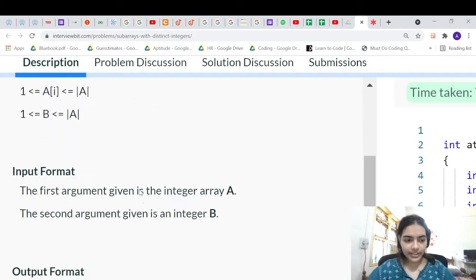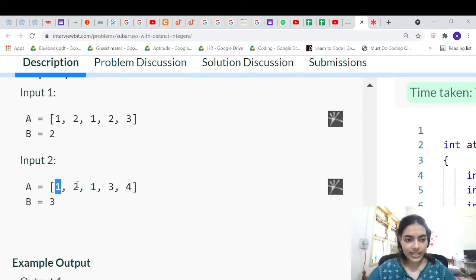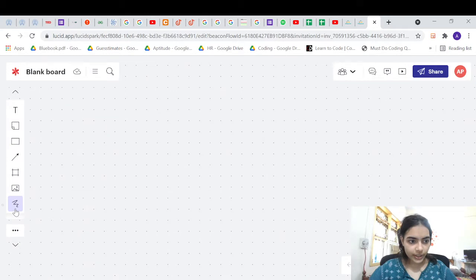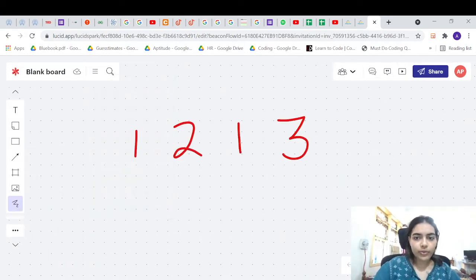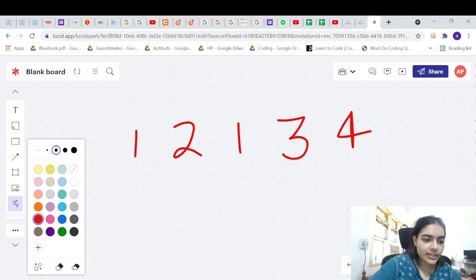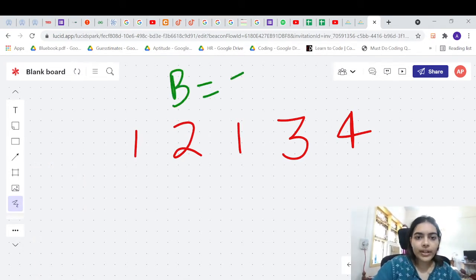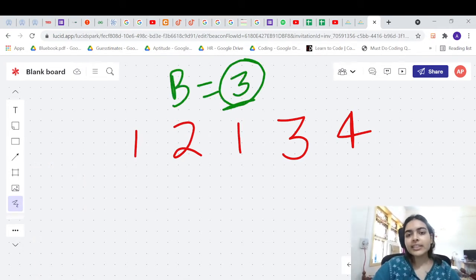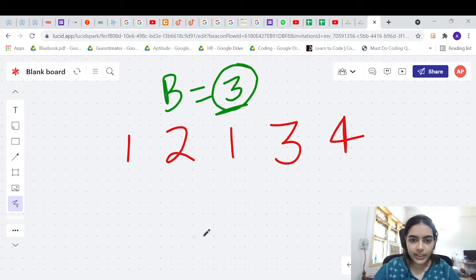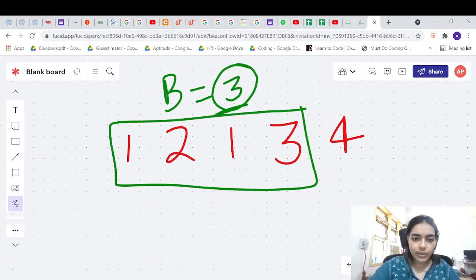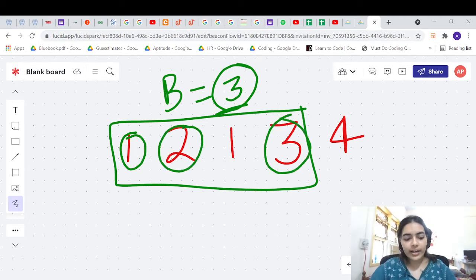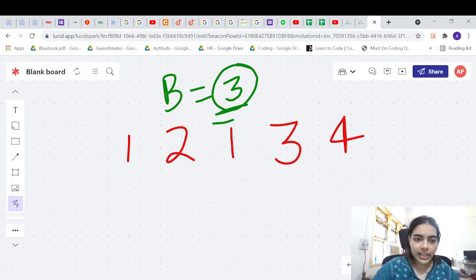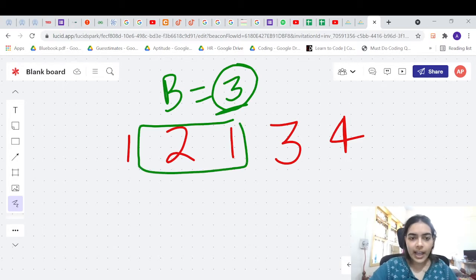So let's take an example to understand. Let's take this example: 1 2 1 3 4. Let us say that it is a good subarray only when it has exactly three distinct integers. For example, in this subarray, it has three distinct integers, right? 1, 2 and 3. But let's say you take this subarray, it has two distinct integers. This is not a good subarray.